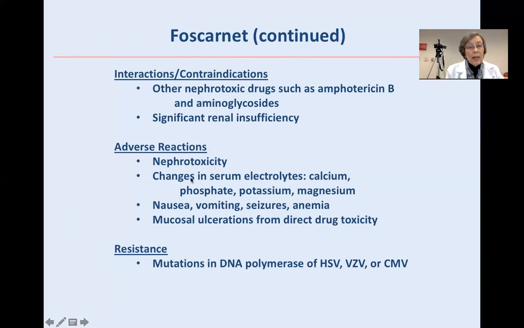Significant adverse reactions include changes in serum electrolytes: calcium, phosphate, potassium, magnesium. It can cause nausea, vomiting, seizures, and anemia is another major side effect. You can have mucosal ulcerations, actually from direct drug toxicity on the mucosal surfaces. Mutations that occur are in the DNA polymerase of HSV, VZV, and CMV.